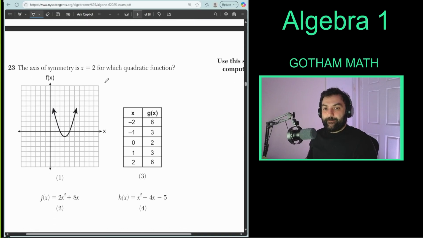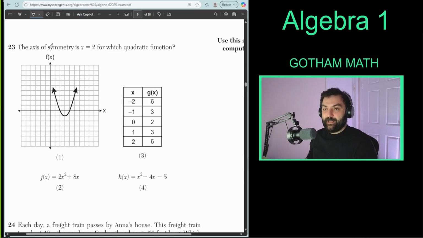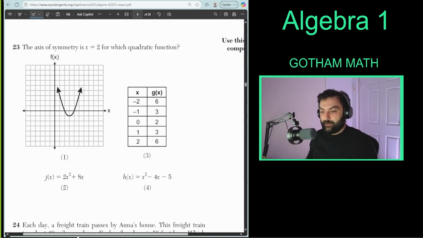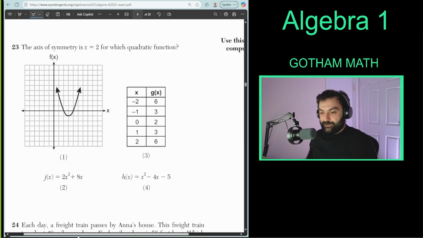Okay, number 23. The axis of symmetry is x equals 2 for which quadratic function? Well, we're getting to something that's actually harder. This is probably going to take a while, unless we'll see it right away, which we probably won't. All right, so what is axis of symmetry?